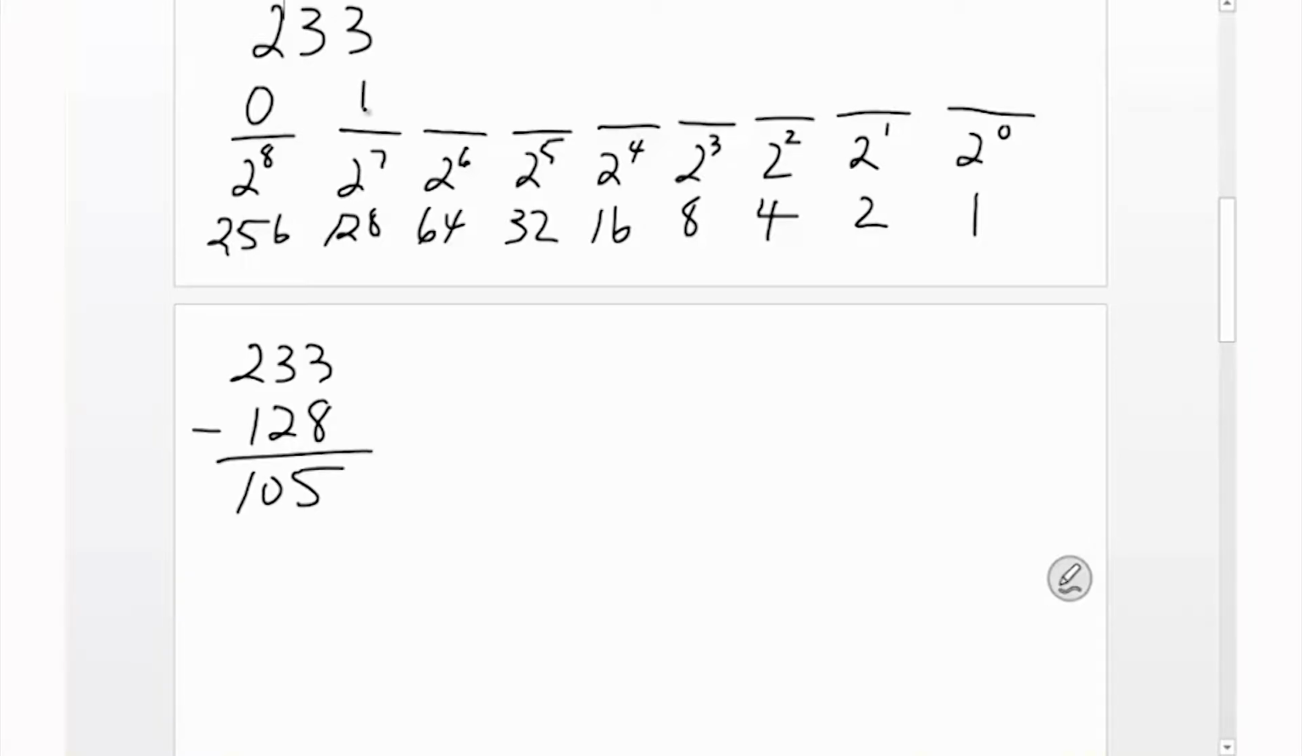And we notice that our value of 105 is larger than our next bit, which is 64. So we can use that bit. We'll turn that on, 64, and we're going to subtract that. And that's going to give us a value of 41. Okay? 41.